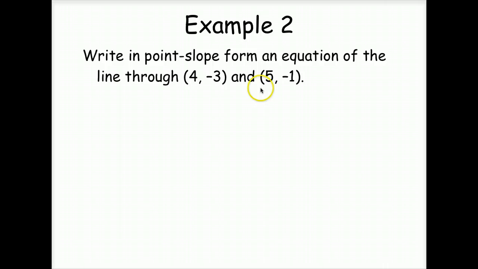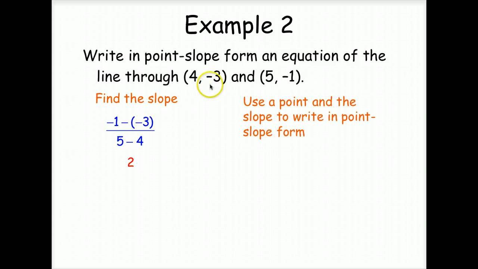Again, we're to write in point-slope form an equation of the line that passes through these 2 points. What are we missing in order to use point-slope form? You're right, we need the slope, so that's what we need to find first. Remember, it's the difference in our y coordinates, -1 and -3, over the difference in our x coordinates, 5 and 4. So our slope is 2.